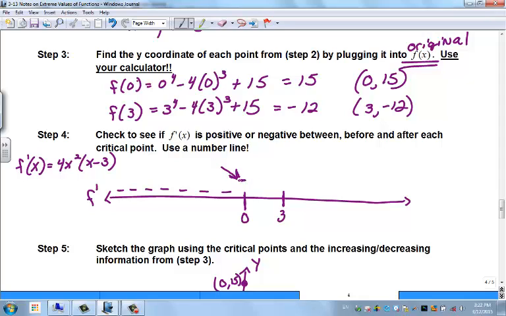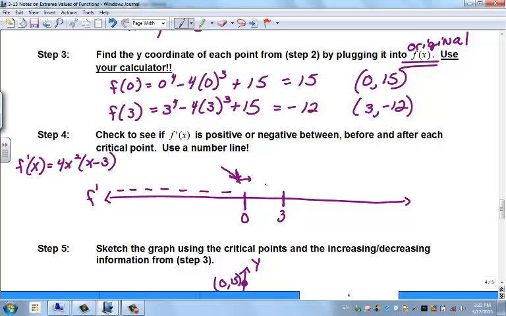At 0, I know I have a flat spot, right? I have a flat spot at 0. Don't forget that. That's why it is 0. That's why the derivative is 0 there, is because you have that flat point there.